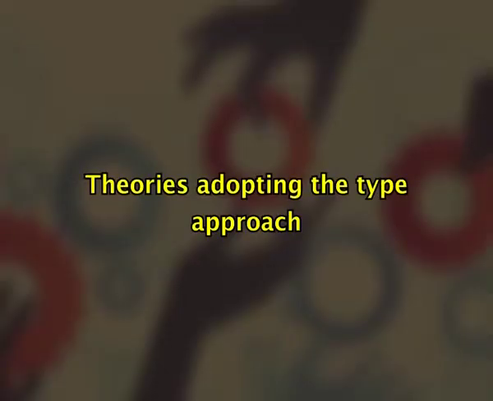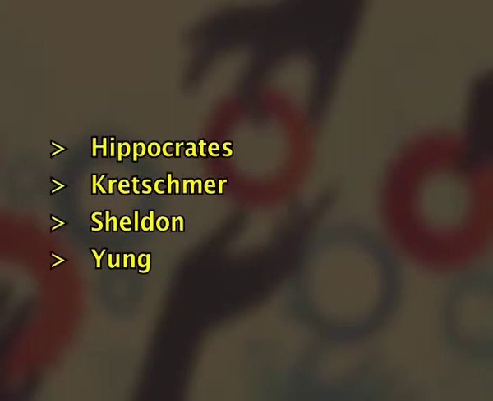These theories, in one way or another, try to describe the basic structure and underlying entities or constructs involved in personality, along with the processes by which these entities interact. The theories of personality in general can be classified into the following broad categories. Number 1, theories adopting the type approach. The viewpoints of Hippocrates, Kretschmer, Sheldon and Jung belong to this category.